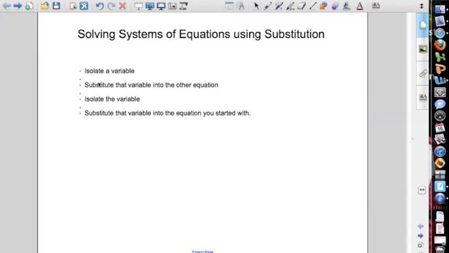Class, so remember, when solving systems of equations using substitution, the first thing you need to do is find one of the variables to isolate. And so you isolate a variable. Then substitute that variable into the other equation that you haven't worked with yet. And once you substitute into that other equation, that will be the only variable in that equation. So since that's the only variable in the equation, you can then isolate that variable again.